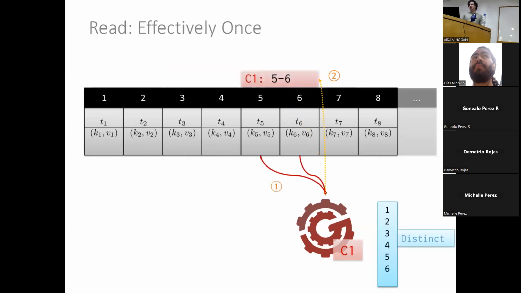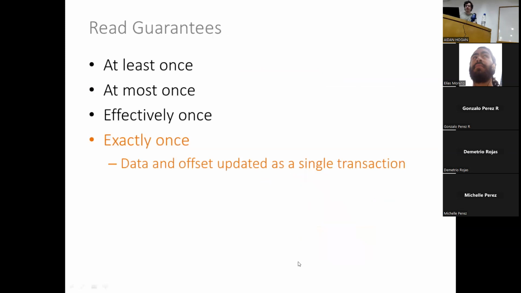And we continue in this way. We receive the acknowledgement, we update the offset, and we make sure that these messages are new, that we've not seen them before. So this is the effectively once scheme.